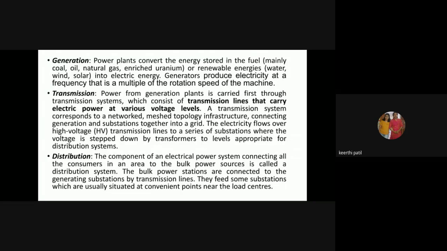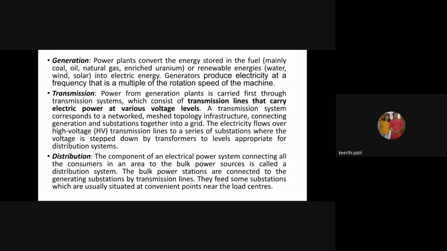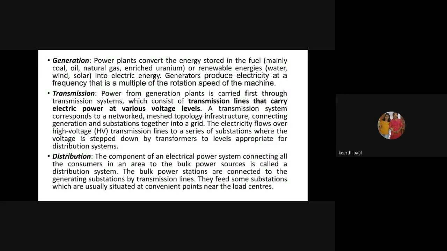Next is the distribution. The component of the electrical power system connecting all the consumers in an area to the bulk power sources is called a distribution system. The bulk power stations are connected to the generating substations by transmission lines. They feed some substations which are usually situated at convenient points near the load centers. Now, as I said, we are the consumers. We are the load centers. From the load centers, we are consuming it.